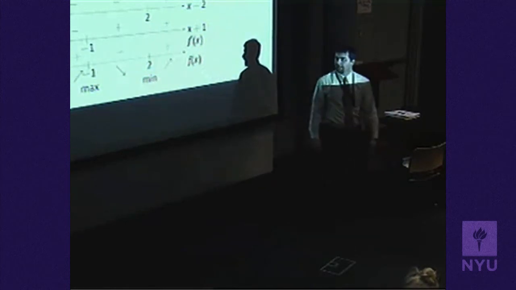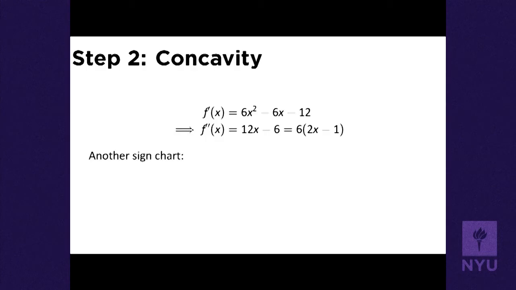Other questions about the monotonicity sign chart? Okay, great. Then let's pick it up a notch, and we'll look at the concavity. Concavity, we need the second derivative. I'll remind you that the first derivative is 6x squared minus 6x minus 12. So the second derivative is the derivative of that, 12x minus 6, which again factors as 6 times 2x minus 1. Now, 6 is a factor in the derivative, but the sign of 6 is not going to change as x changes. So the sign of f double prime is the same as the sign of 2x minus 1.